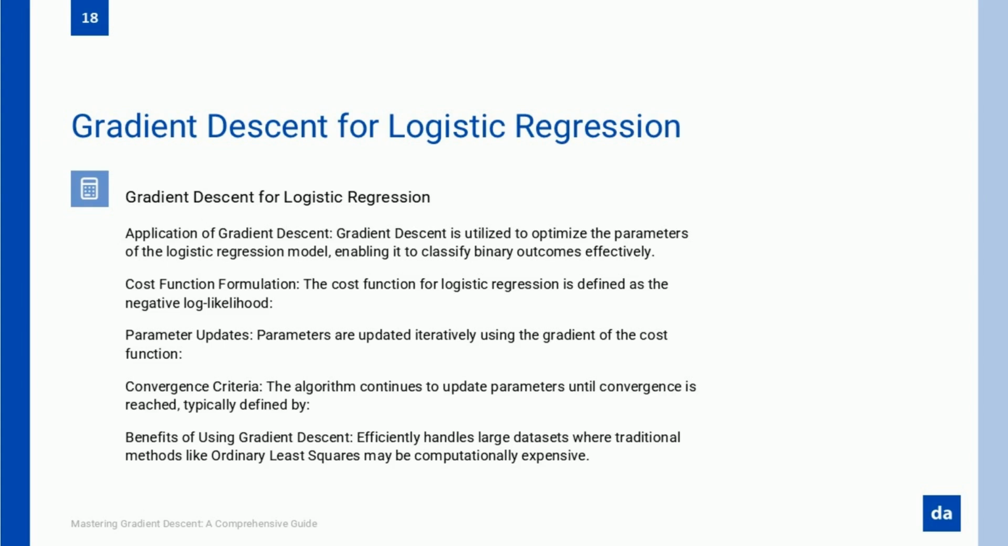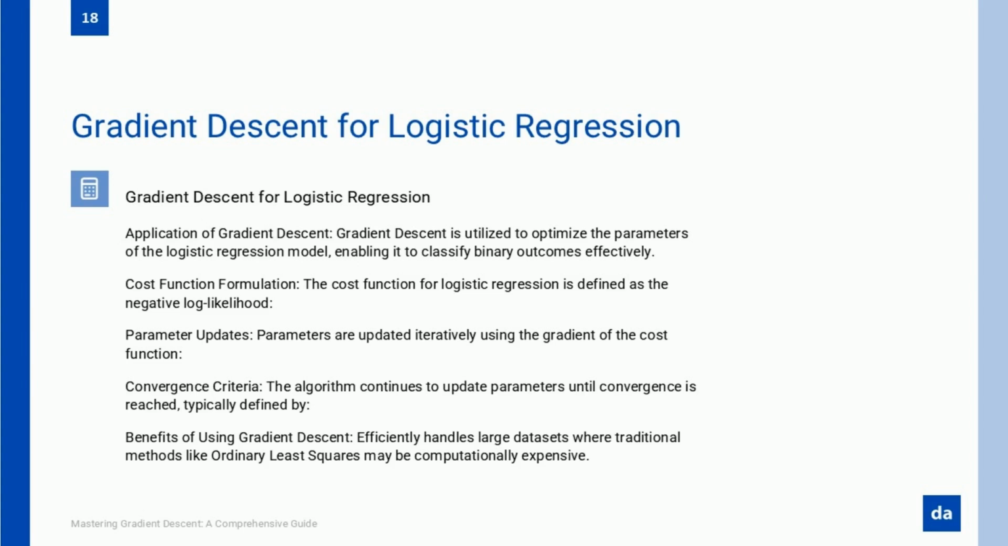The sigmoid function ensures that outputs are always between 0 and 1, making it ideal for classification tasks. If the output is greater than 0.5, we classify the result as one class. If it's below 0.5, we classify it as the other.